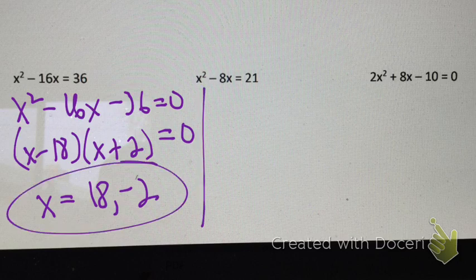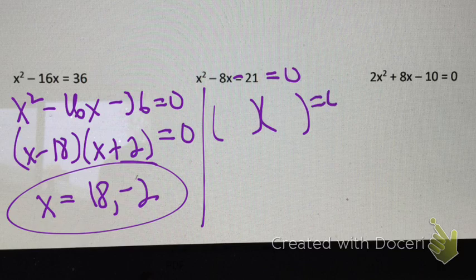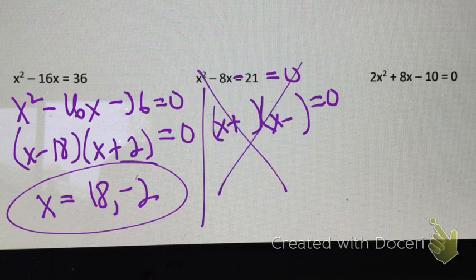Over here, now if we just, real simple, make that a minus 21 to make it equal to 0. We're just going to factor again. And we're going to say x, we've got a negative here, so one's positive, one's negative. We've got 7 and a 3. No, we don't. We've got 8. That one will require the quadratic formula. So skip that one for now because we're not doing that yet. We're going to leave that one alone. It's a quadratic formula problem.